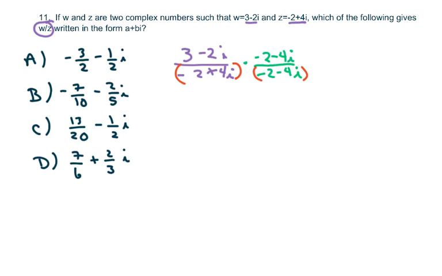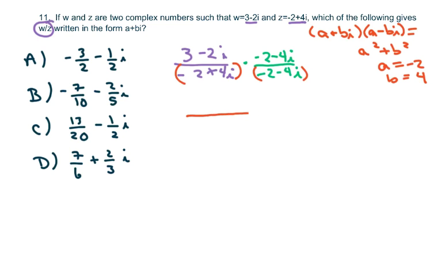Alright. And we know for the denominator, when you multiply a plus bi times a minus bi, you get a squared plus b squared. So in this case, my a is negative 2, and my b is 4. When you square that, negative 2 squared is 4, and 4 squared is 16. Now we have to take care of this numerator, which is the hard part. So when you FOIL all this out, you're going to get negative 6 minus 8i.